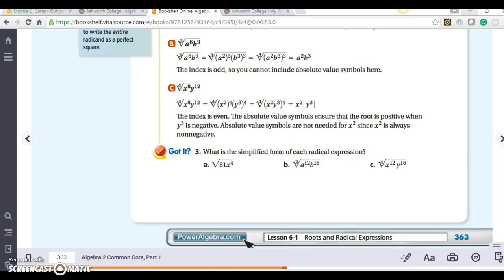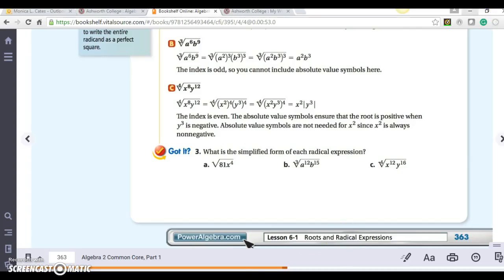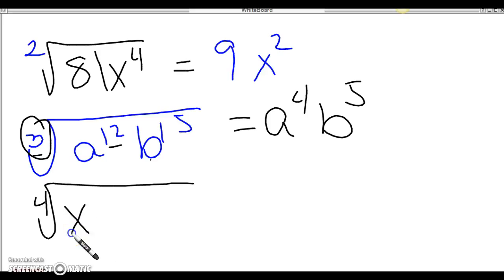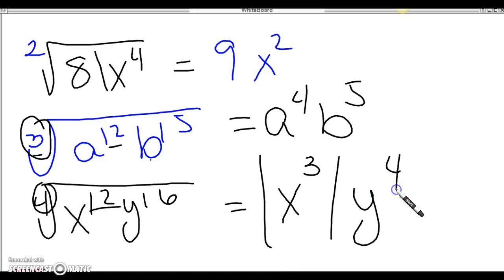And then the last one, the 4th root of x to the 12th, y to the 16th. Again, I take this 4 and I divide it into 12. I get x to the 3rd. It's an even index and an odd exponent, so that's going to be absolute value. And 16 divided by 4 is 4. I hope that this helps.